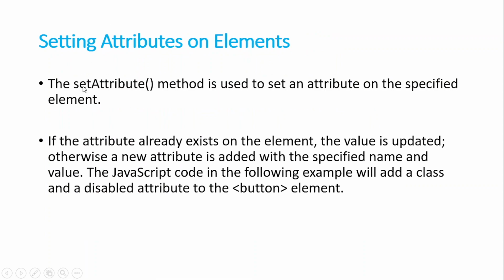Then we also have this setAttribute method, which is used to set an attribute on the specified element. If the attribute already exists on the element, the value is updated. Otherwise, a new attribute is added with the specified name and value. Let's see the JavaScript code for that.